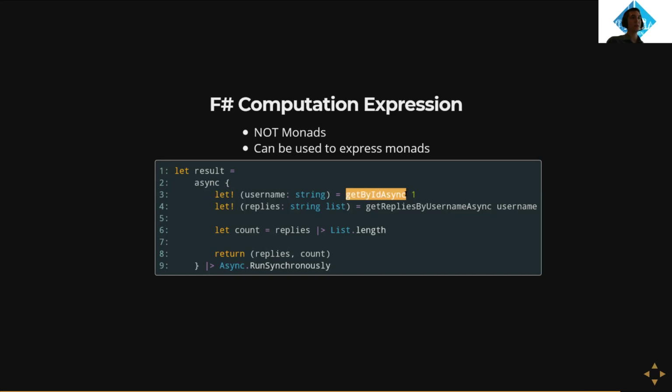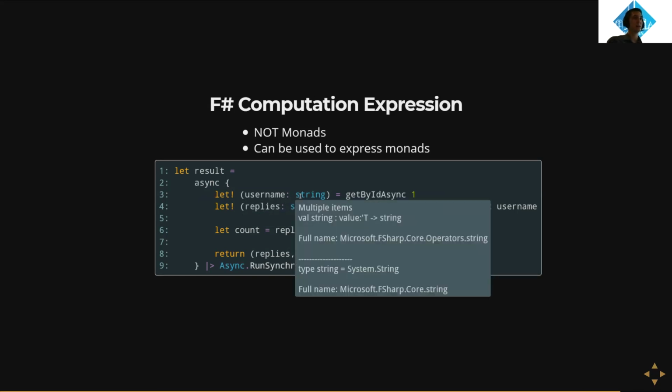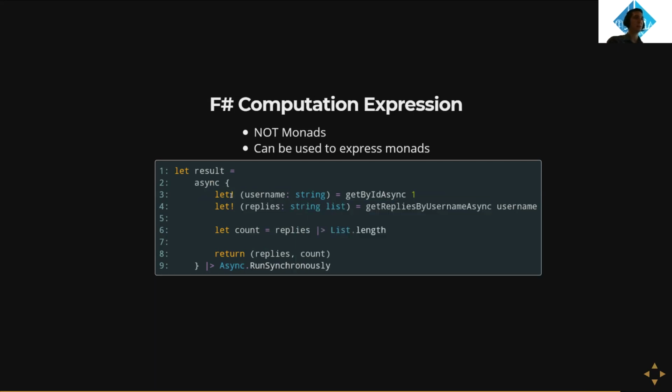If we're getting from the database by ID async, and our return is a string, and because we're calling it with let bang, we're going to use the bind function of the async builder, which in this case is waiting for it asynchronously. Same thing with the replies, get replies by username, and we're going to wait for it. Within this computation expression, we can also just have completely normal values. And then here we actually see our return statement, which unwraps our value from the monad.